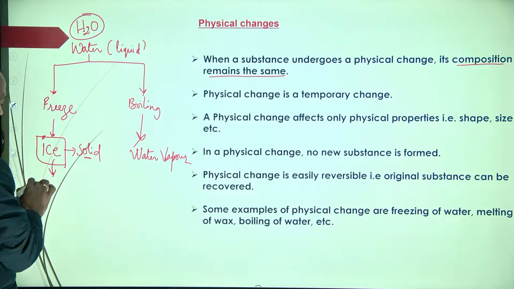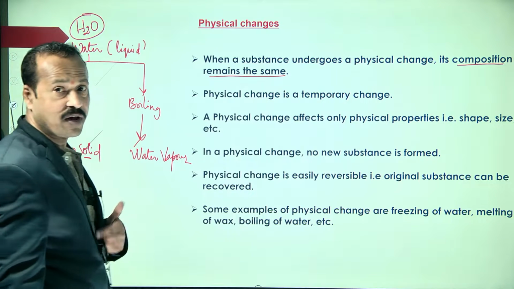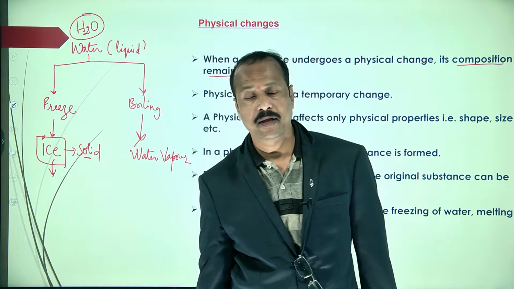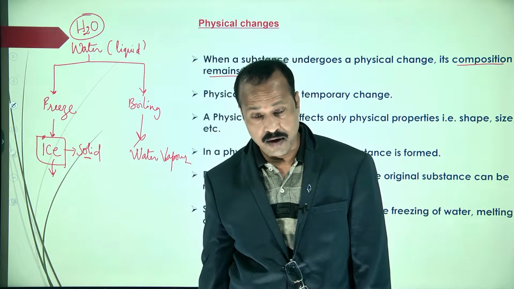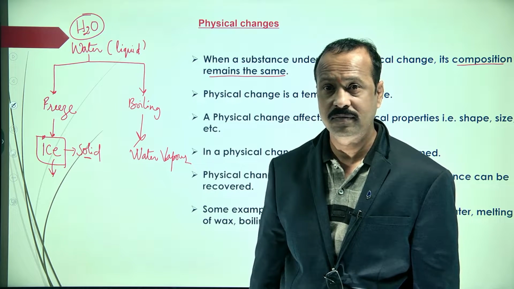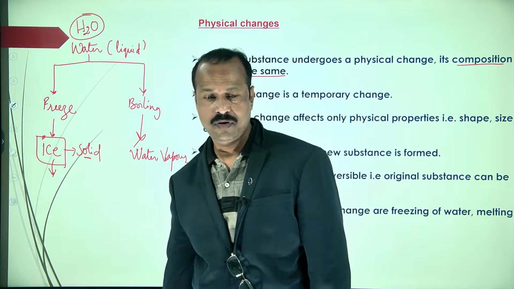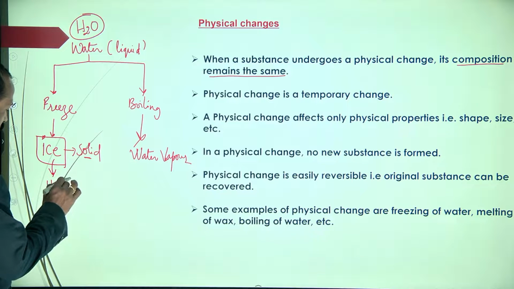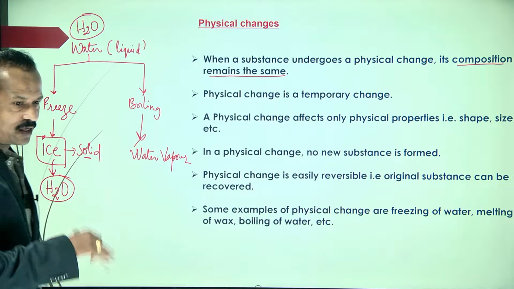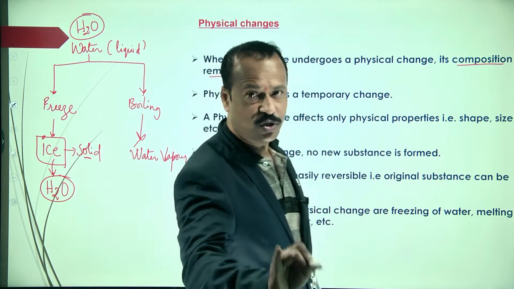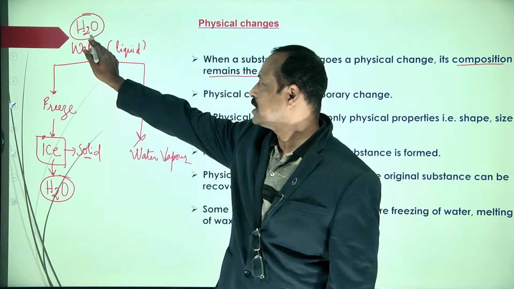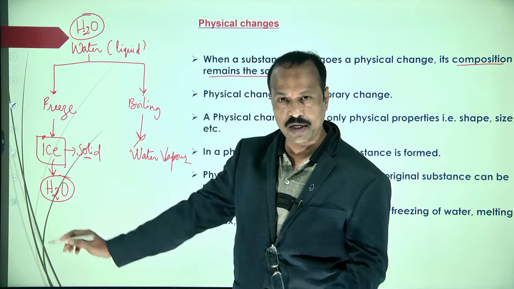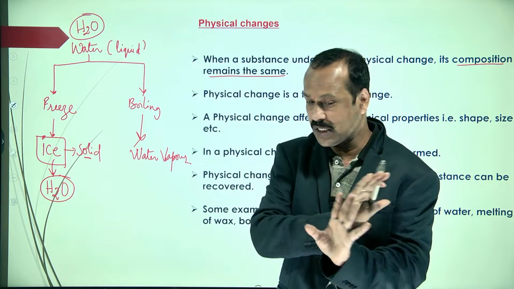Now if I ask you, what is the composition of ice? What is the formula of ice? Ice is nothing but water only, no? So it is H2O only. The formula of ice is nothing but H2O. Water is H2O in the liquid state, you freeze it, it becomes solid, and the formula is still H2O only. So no new substance is formed, no change in the composition.